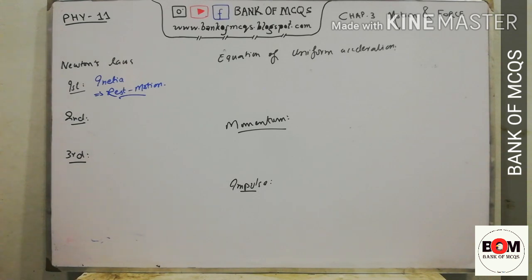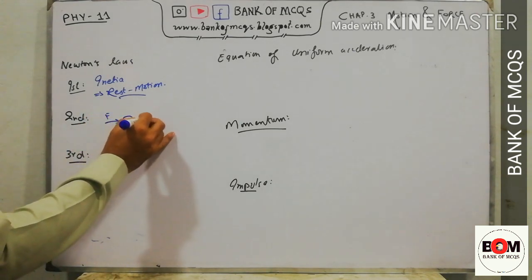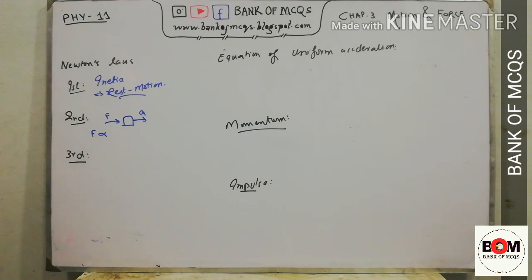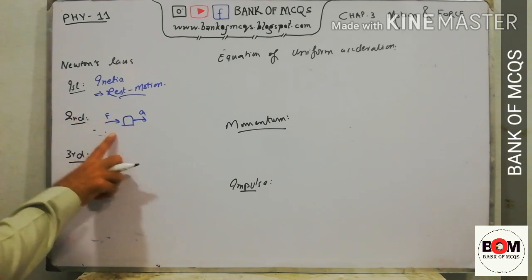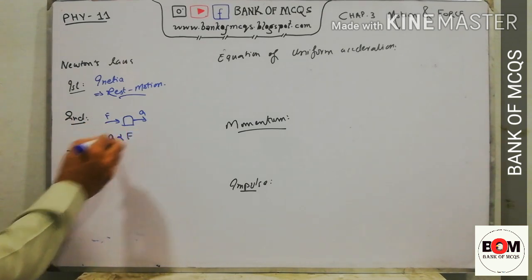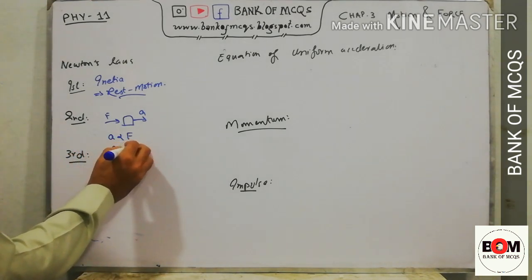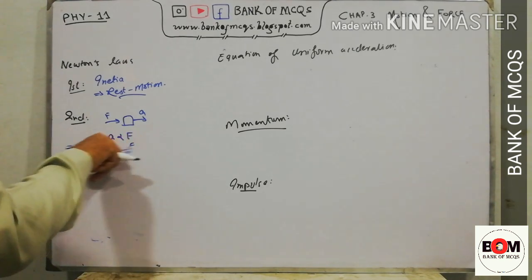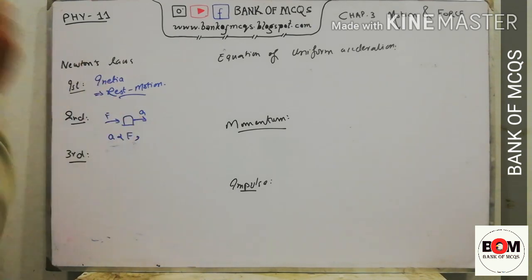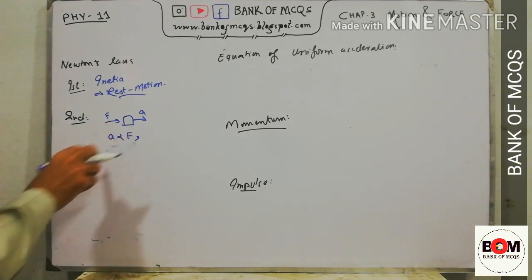The second law states, if a force is applied on a body, it will produce acceleration, and the body will accelerate in the direction of the force. The acceleration is directly proportional to the applied force. Greater the force, greater will be the acceleration. So A is directly proportional to F. If force decreases, acceleration decreases.